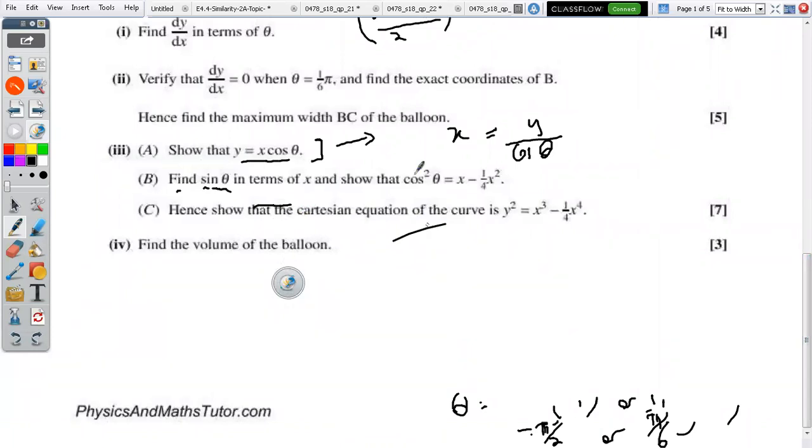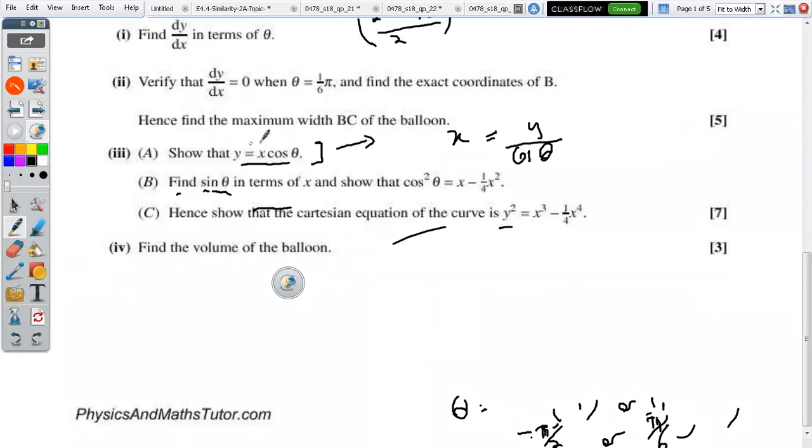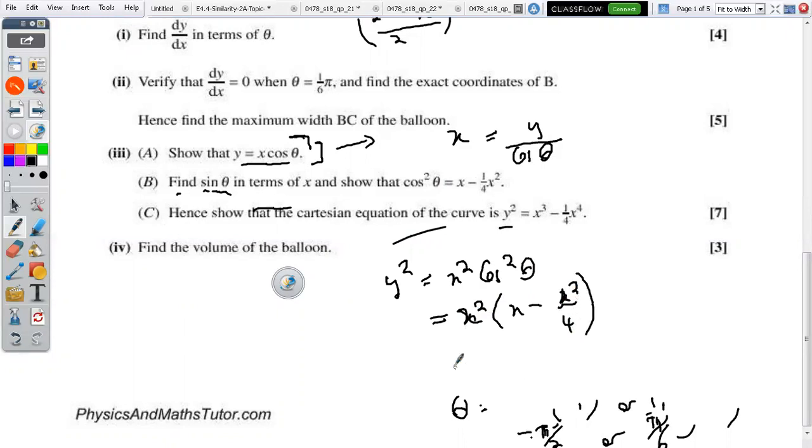Hence, show that the Cartesian equation, you work it from there. The Cartesian equation of y squared is equal to that minus that. So what is y? They're saying y squared. Remember I said y is equal to x cos theta. So y squared will be equal to x squared cos squared theta, which will be equal to x squared multiplied by what cos squared is there: x minus x squared over 4. Remove the brackets, you get x cubed minus x to the power 4 over 4. Are we together? Yes. Makes sense?